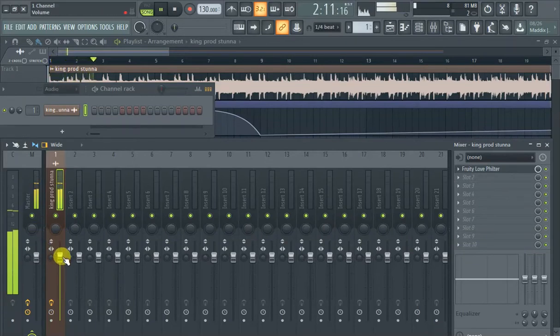So the most simple function is probably the volume. I'll cover that one. Volume. Pan. Yep. Left ear, to the right ear, back to the middle. There's a lot to cover in the mixer.